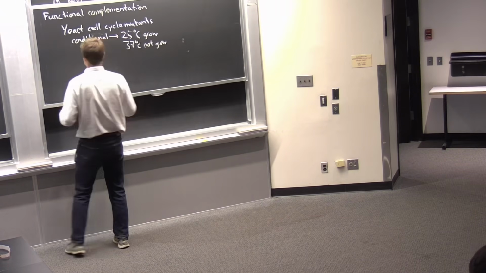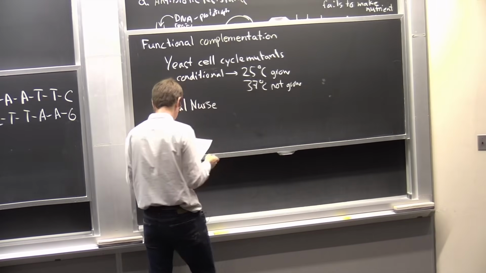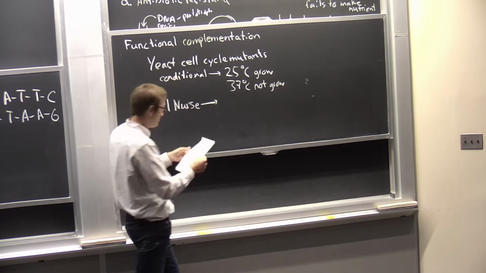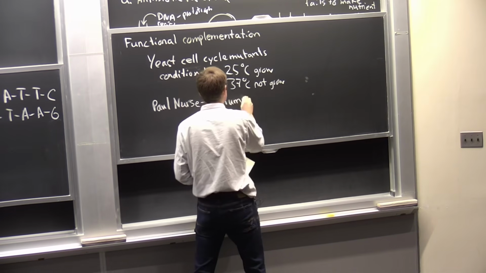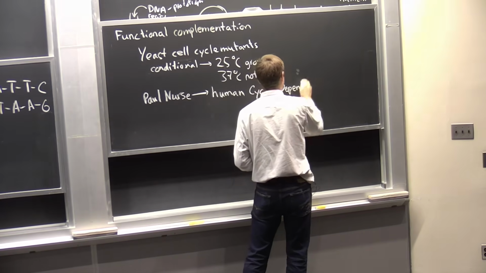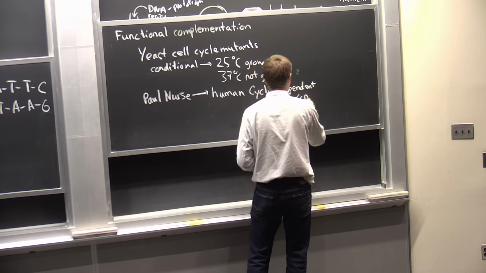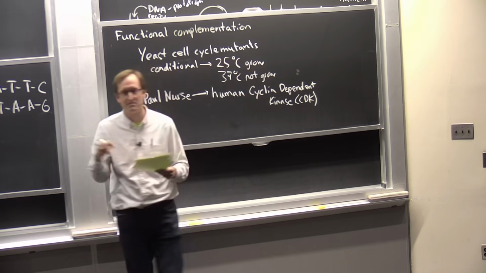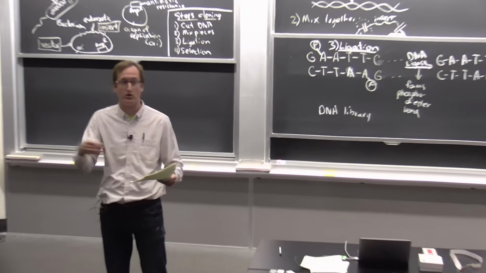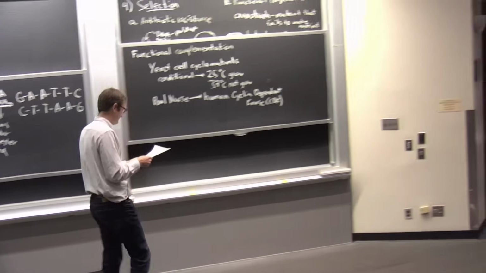And I'm going to tell you about an experiment done by Paul Nurse, who's an excellent yeast geneticist. And what he did was he used these yeast cell cycle mutants to identify the human gene for what's now known as cyclin-dependent kinase, or CDK for short. Okay, this is the master regulator of cell division in organisms ranging from yeast all the way up to humans, okay? But he used yeast as a model system to identify this gene, okay?